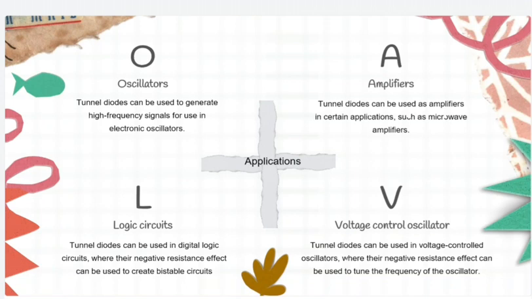Voltage-controlled oscillators. Tunnel diodes can be used in voltage-controlled oscillators, where their negative resistance effect can be used to tune the frequency of the oscillator. In addition to these applications, tunnel diodes are also used in other electronic circuits such as switching circuits, pulse generators, and frequency multipliers.